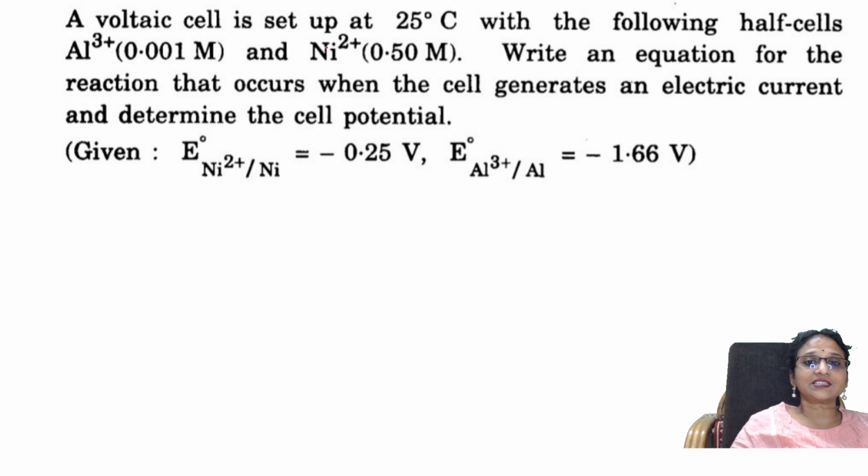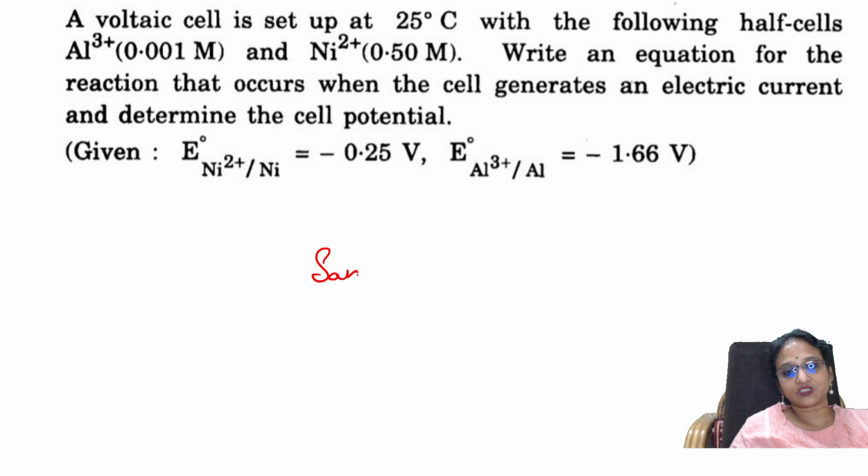Let us see one more. Basically, a Voltaic cell is set up at 25 degrees centigrade with the following half cells. This is what is given. Two concentrations are given to us. Did we do this sum earlier? Yes, the same question is repeated. Nickel, aluminium. The same question is repeated in 2011 also. Everything is the same: the same concentration, the same answer, the same formula.